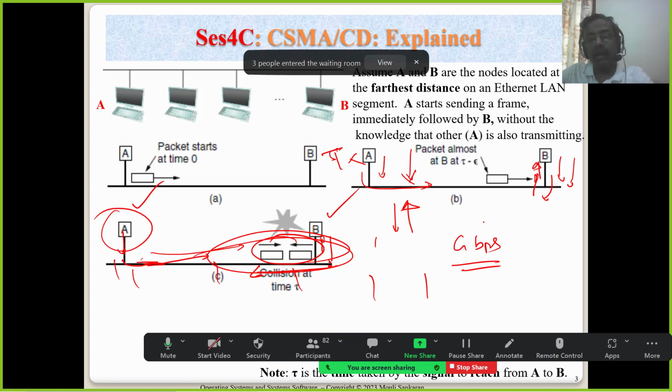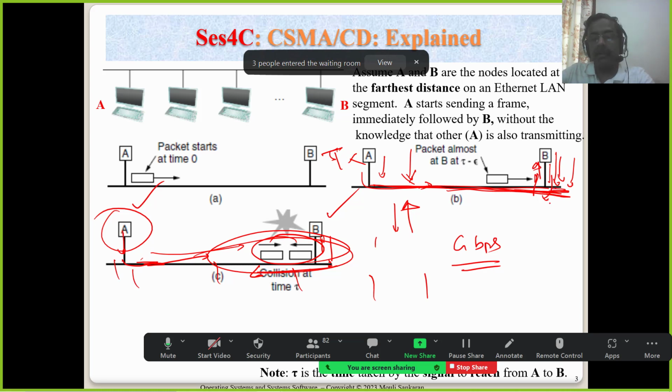Now you may wonder what happens when two are communicating. Suppose collision may not happen. When they send together, collision happens. But if one is already communicating, then the other person trying to send data will look at the line.